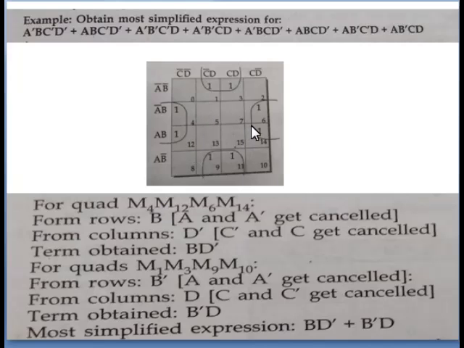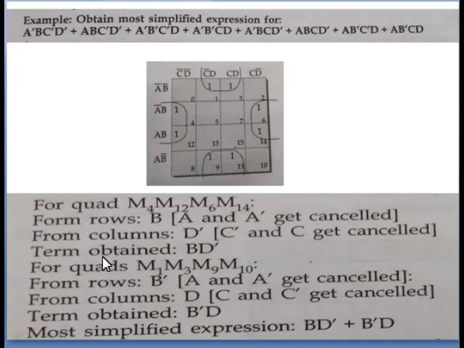What are the rows? A dash B, A B. Here the 2 variables A dash and A are opposite to each other, so it gets cancelled. We will get B. From rows we got B. From the columns, for this quad, the columns are C dash D dash, C D dash. Here the variables C dash and C are opposite to each other, hence it gets cancelled. So we will get D dash. Okay. So from rows we got B, from columns we got D dash. So the term obtained is B D dash.